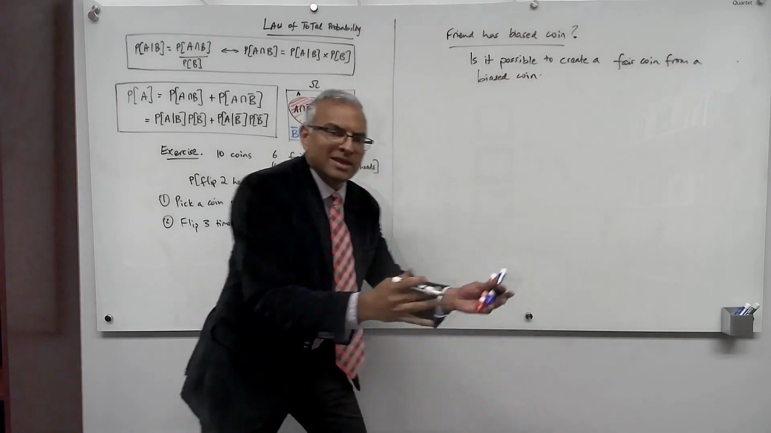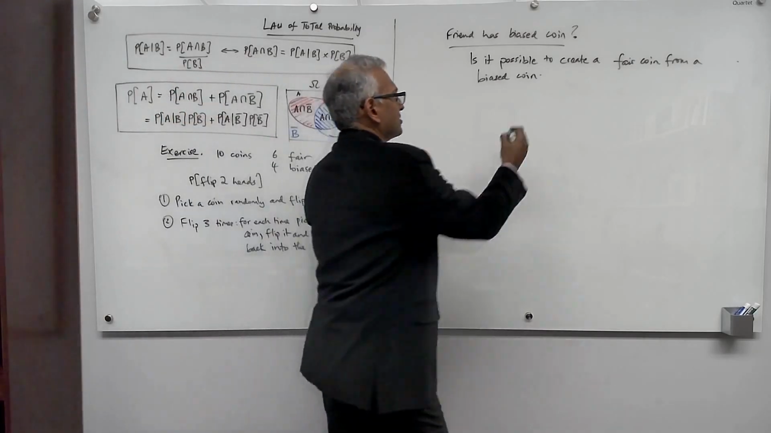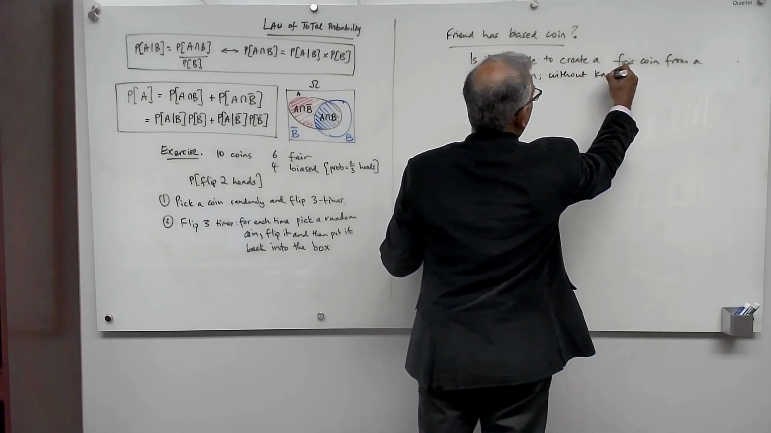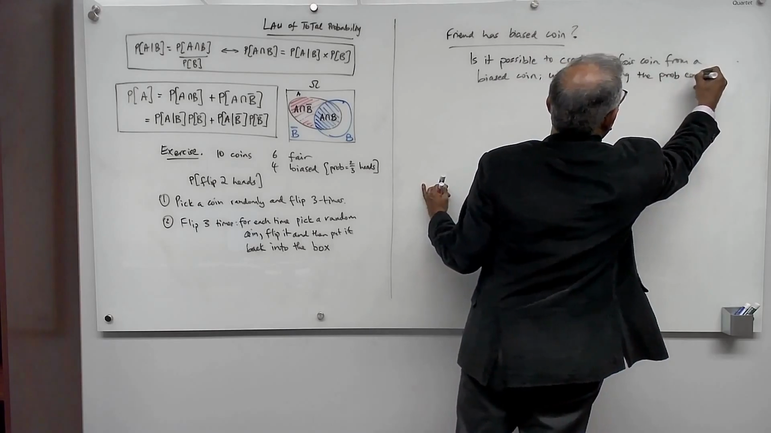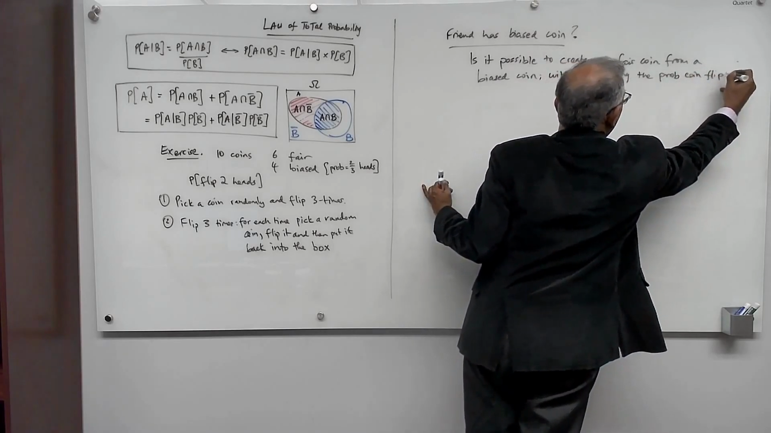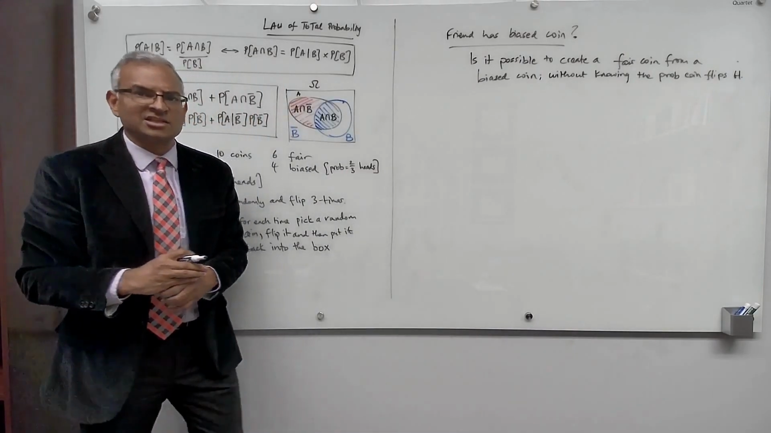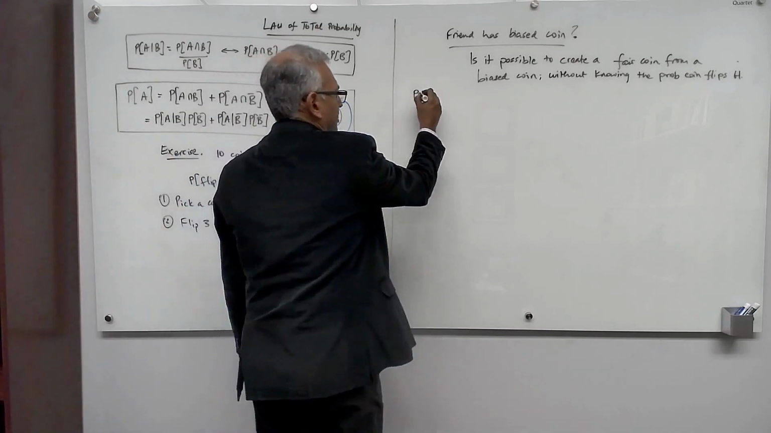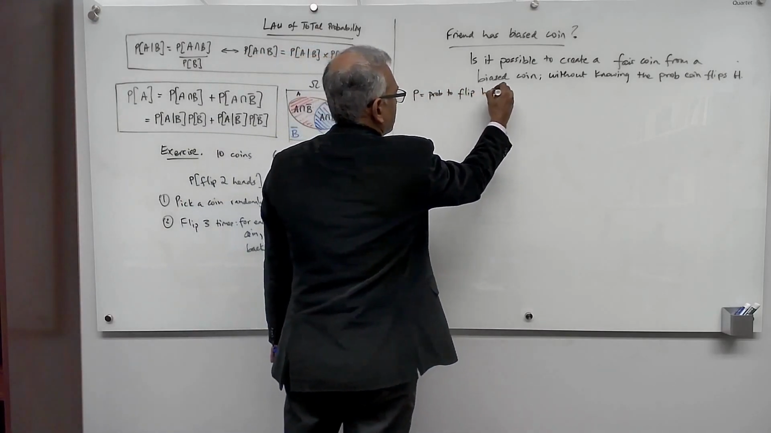Without knowing the probability that the coin flips heads. Let's call the probability that the coin flips heads P. So ideally for a fair coin, P is a half. So P equals probability to flip heads.